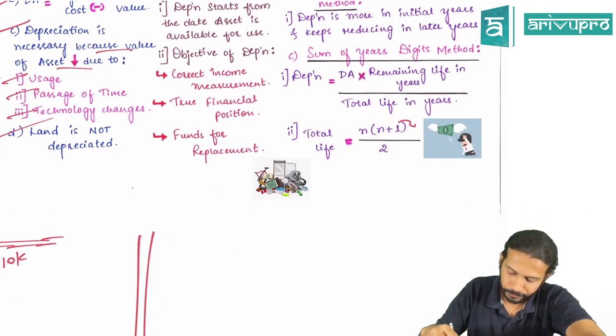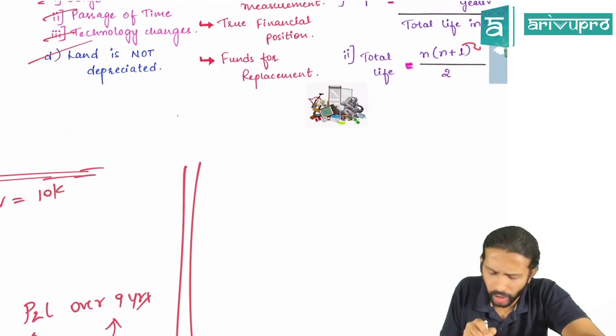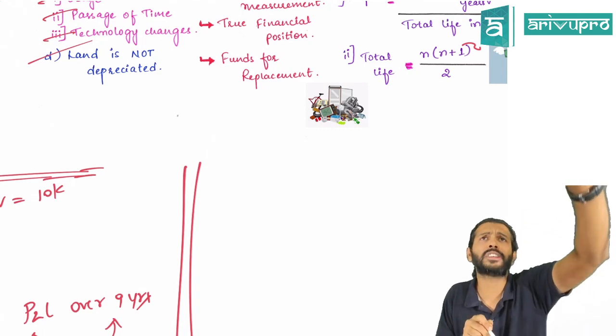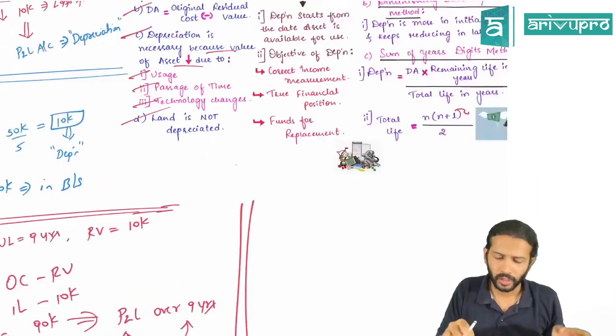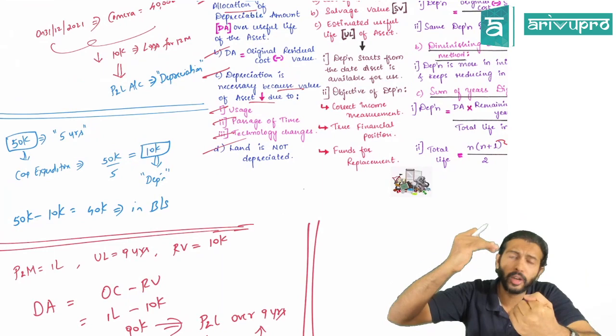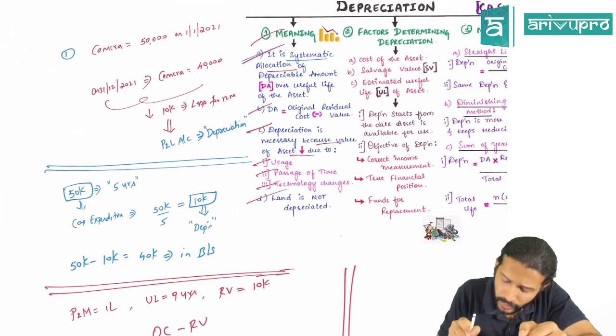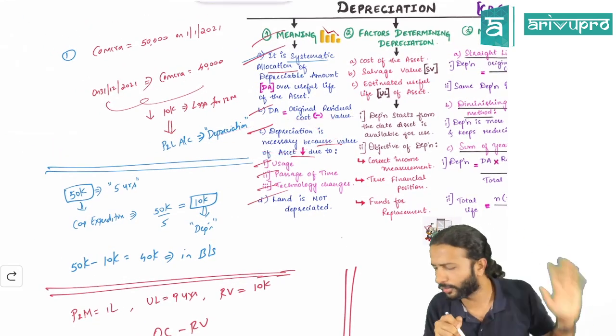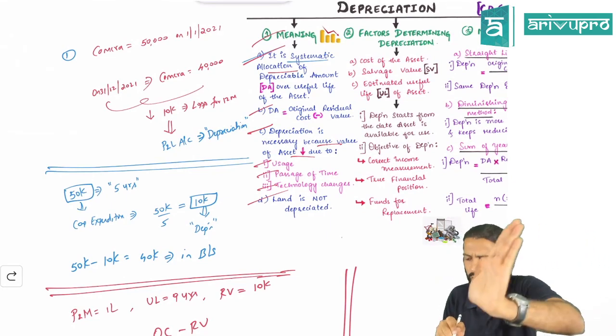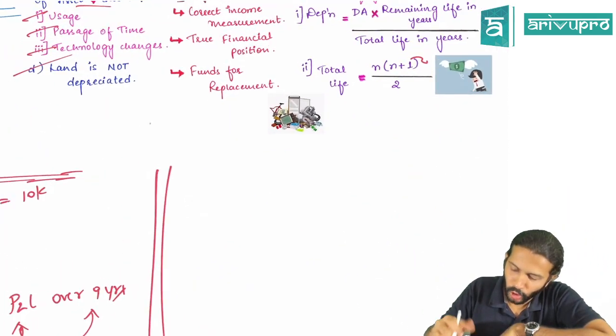Listen to this carefully. One common answer I got is, sir, land value always appreciates. Land value does not decrease. Land value always increases. That is the reason we don't calculate depreciation. Majority of you have told that. Let me first sort out that misconception of yours.